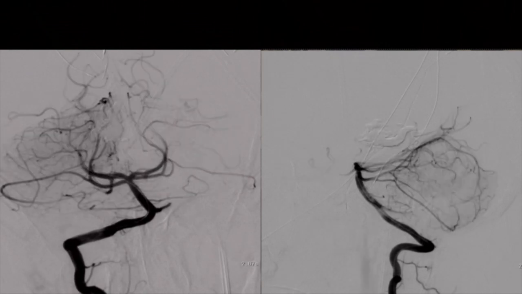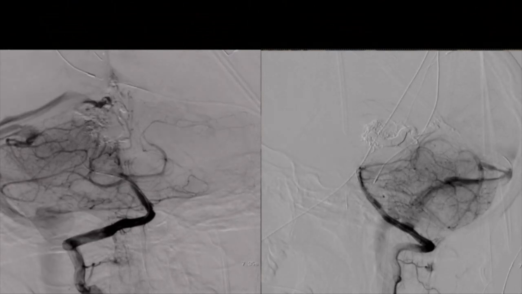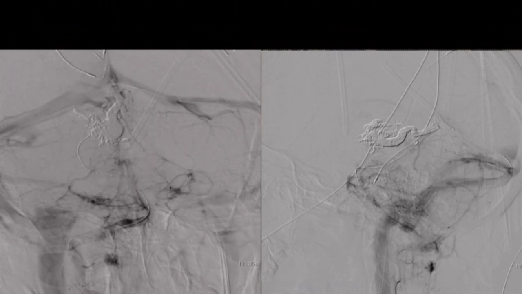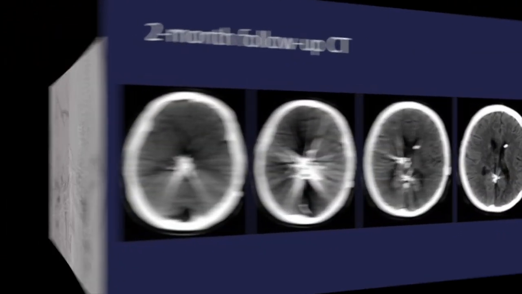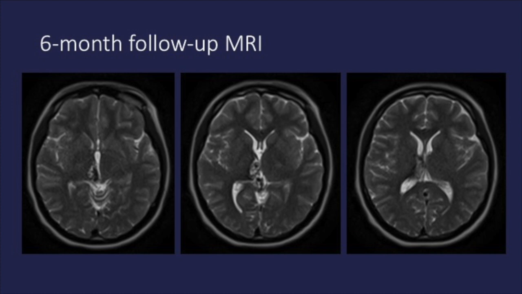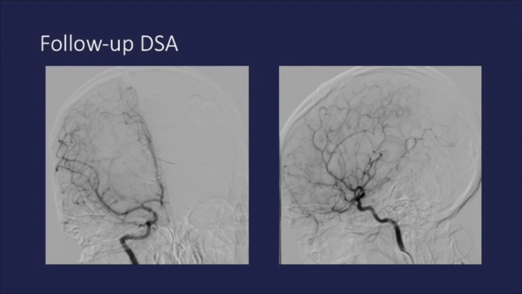Angiogram of the posterior circulation demonstrates complete successful obliteration of the thalamic arteriovenous malformation. The patient woke up fine with no neurological deficit and was discharged home the next day. A 2-month follow-up CT scan demonstrated normal ventricular size, MRI with no recurrence of the arteriovenous malformation, and diagnostic cerebral angiography with no evidence of arteriovenous recurrence. Thank you.